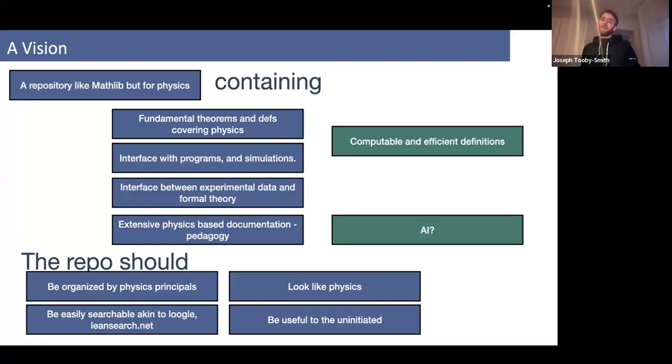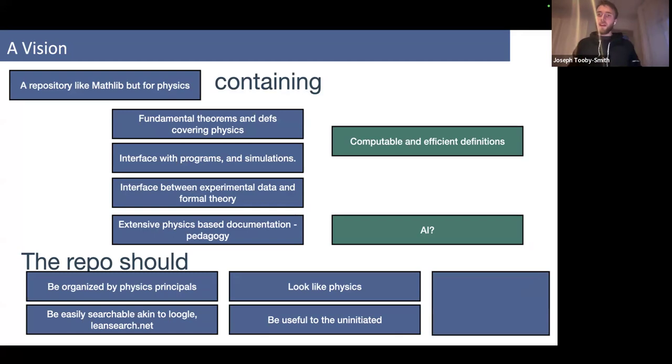And it should look like physics. A physicist should not be scared to look at the Lean code in such a repository. It shouldn't put them off. They should kind of understand what's going on, the same way that a mathematician can kind of look at code in Mathlib, and perhaps they may not know Lean that well. They could probably understand some of the theorems and some of the definitions.